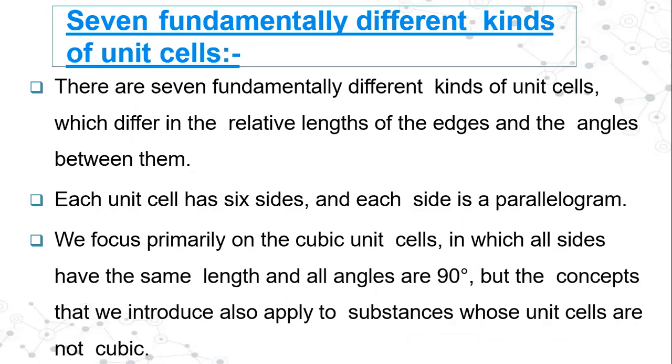Next, 7 fundamentally different kinds of unit cells. Unit cells have different kinds of structures with relative lengths of edges and angles between them. Let's see the different kinds of unit cells here. First of all, there are 7 fundamentally different kinds of unit cells which differ in the relative lengths of the edges and the angles between them.